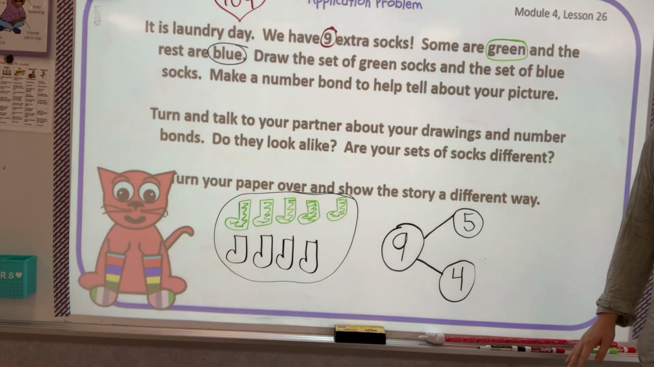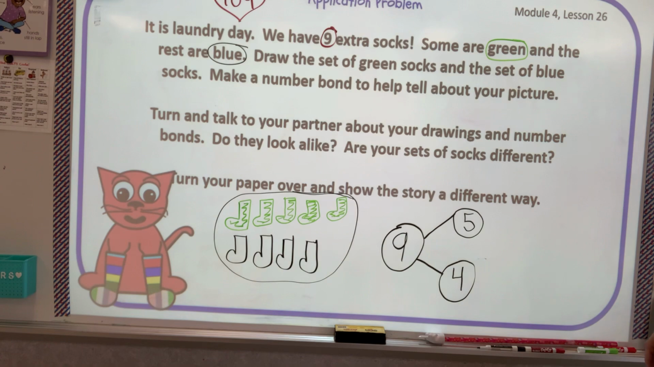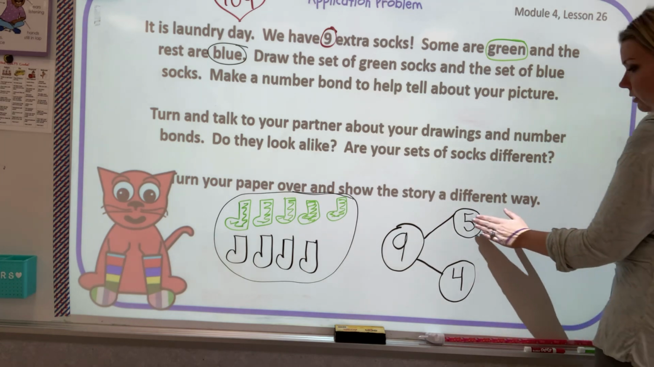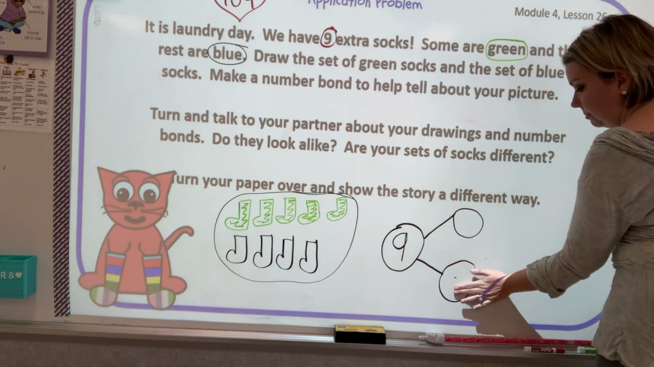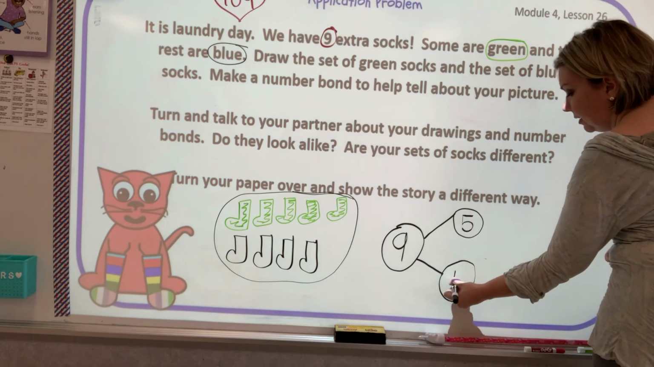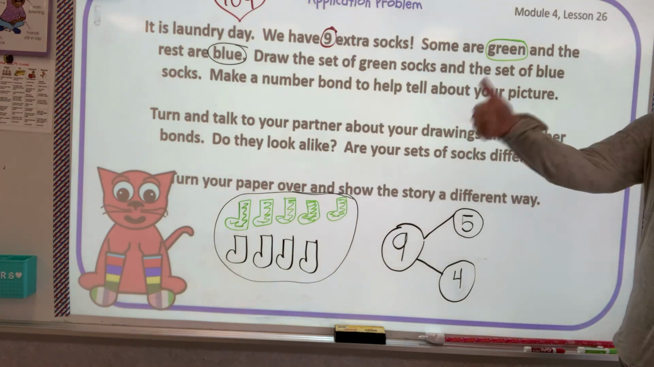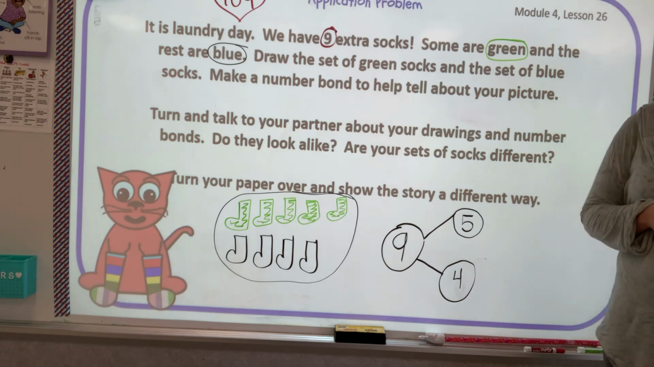Who had something different? Raise your hand and tell me. Carolyn, what did you have? What did your number bond say? I have 4 and 5. Okay, so your number bond had the 5 here and the 4 here. Does that still make 9? Yes, it does. Let's do someone else.